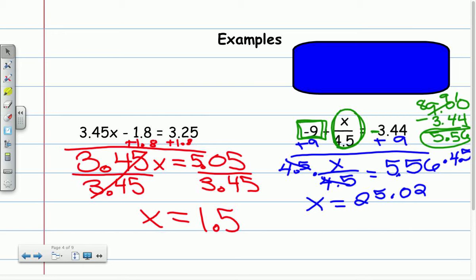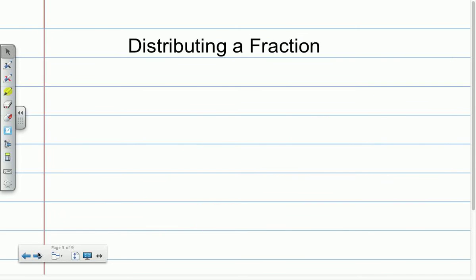All right, let's do a couple more examples. Oh, just kidding. Let's do a new concept. Distributing a fraction. A very intimidating concept that you are going to be expected to know within your 7th and 8th grade year of math. So, when we distribute a fraction, it's going to look something like this. We're going to have something like that.